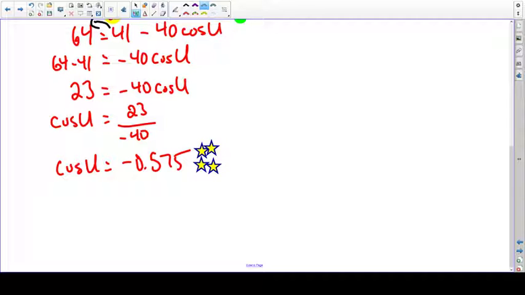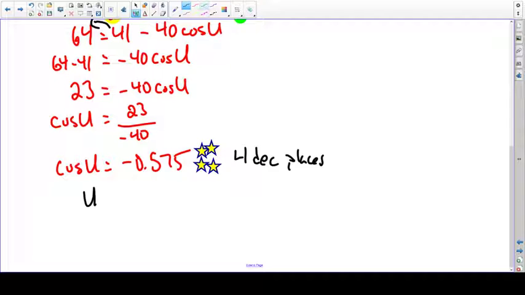This should typically be written to 4 decimal places. Now this is exactly negative 0.575. So to find out what U is, we make sure we have negative 0.575 entered on the calculator. Make sure the negative is there. Then press the shift button if you have one of my calculators, or a second function button if you have your own, and then the cosine button.